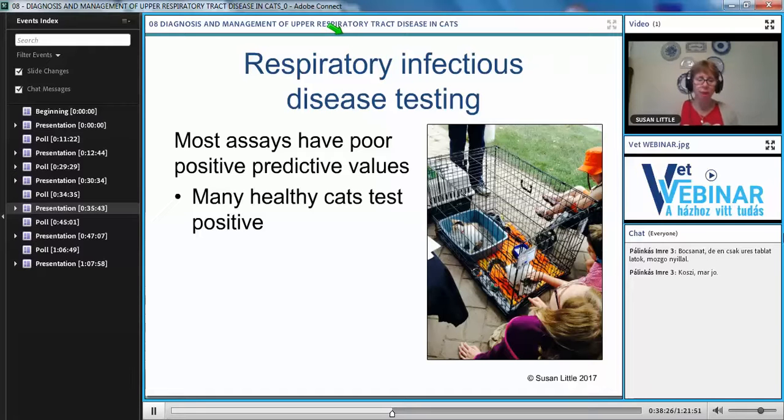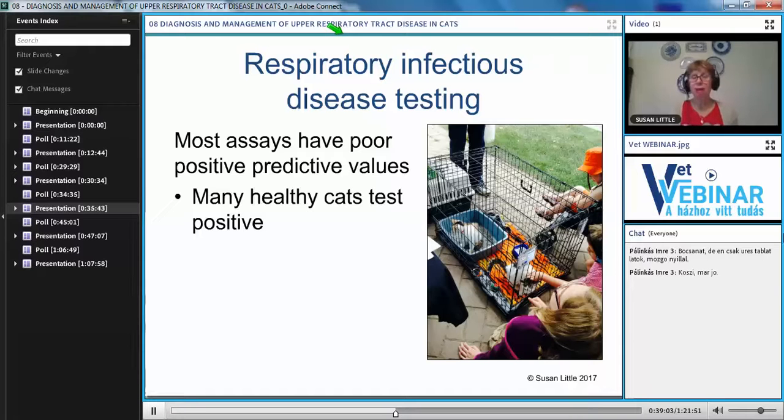And unfortunately, most of the assays that are available don't have good positive predictive values. So the likelihood that a positive result is actually the cause of your patient's clinical sign is poor with most, whether we're talking about culture or virus isolation or serology or PCR. Almost all of those methods don't have a really good track record for confirming the identity. So, there's a number of reasons for that.